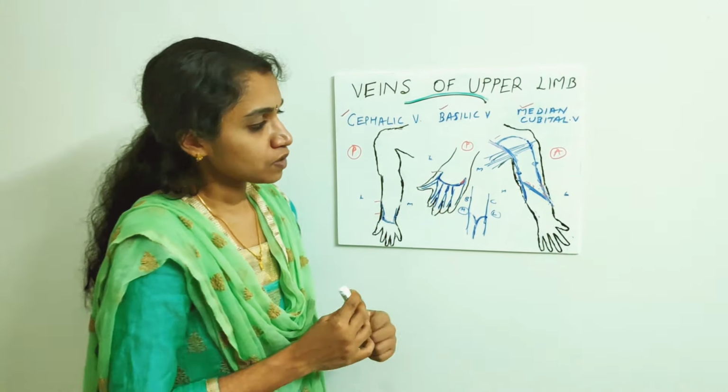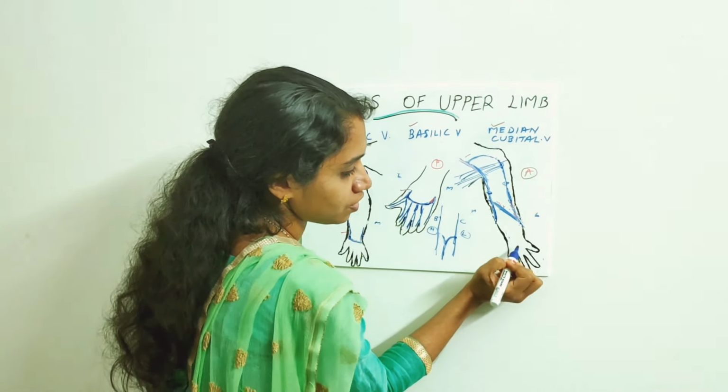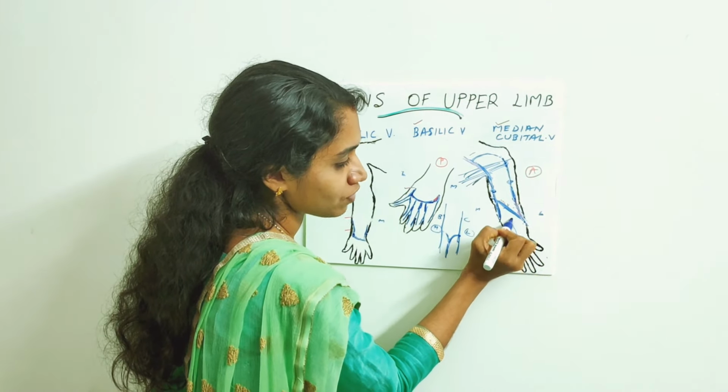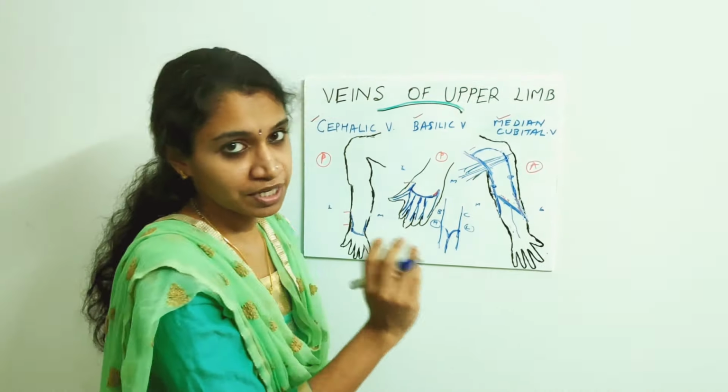Another aspect. Coming to the tributaries of the median cubital vein, one important tributary is the median antebrachial vein, or median vein of the forearm. We know it originates from the superficial palmar plexus. Then it will be seen in front of the forearm, and finally it will be joining the median cubital vein. So that is a tributary.